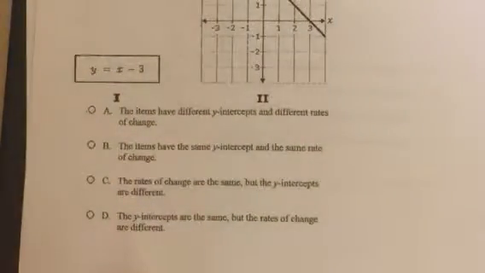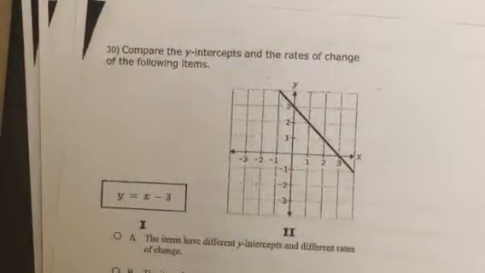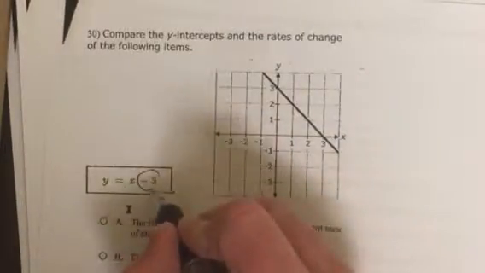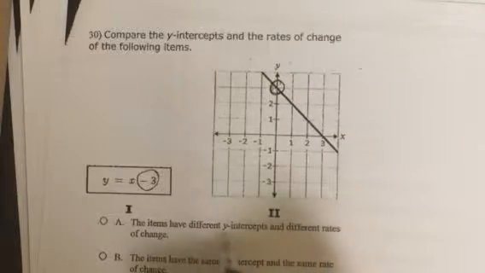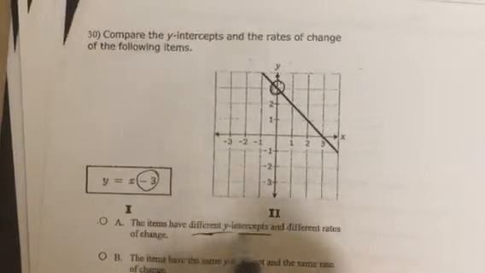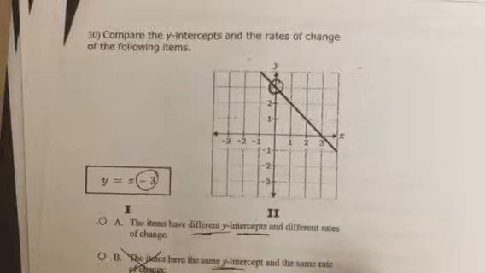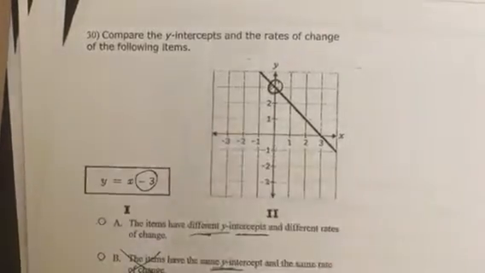Okay, number 30. Number 30 says compare the y-intercept. So it's the same type of problem. All right, compare the y-intercepts and the rate of change. So the y-intercept here is -3 and the y-intercept here is +3. So the y-intercepts are different. Different y-intercepts, that's good. Same y-intercepts, that's out. Y-intercepts are different, that's still in. Y-intercepts are the same, that's out. So we're left with between these two.